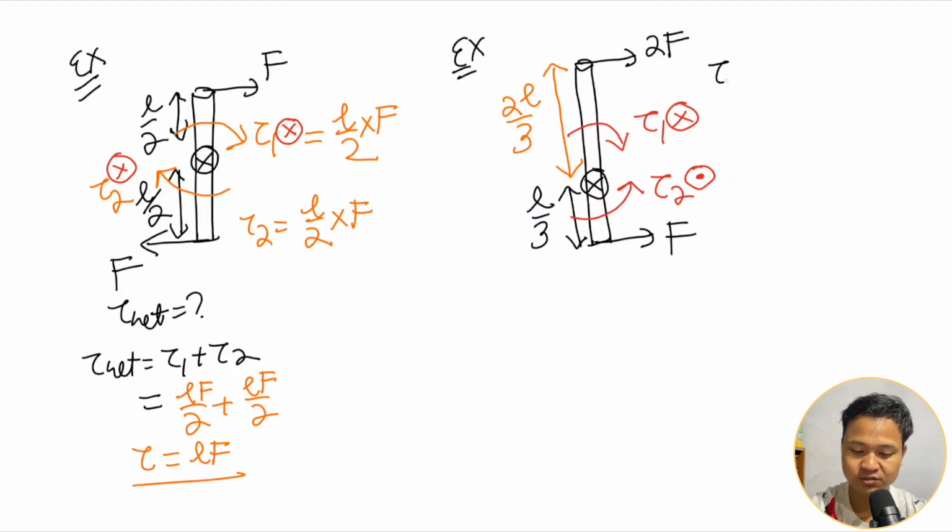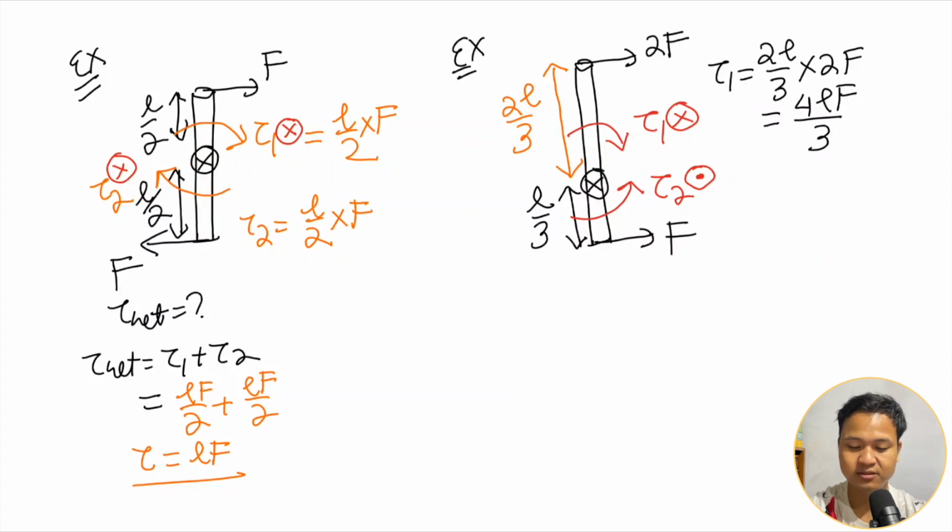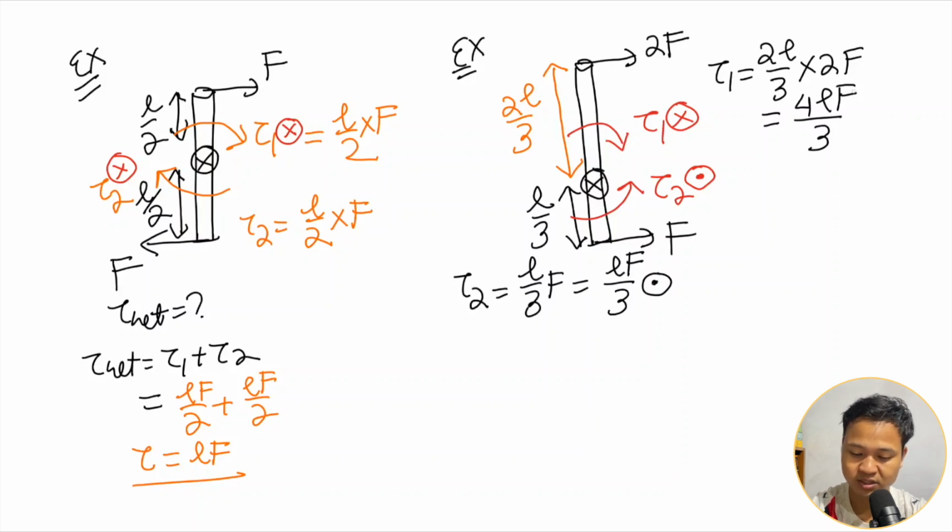So you find out the individual torques. Torque 1 is 2L by 3 into 2F, so that is 4LF divided by 3. Torque 2 is L by 3 into F, so this is LF divided by 3. Torque 2 is outward and torque 1 is into the page.